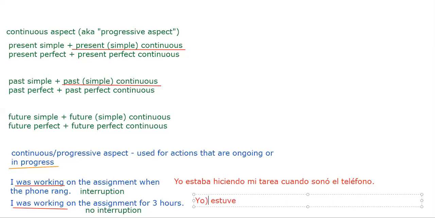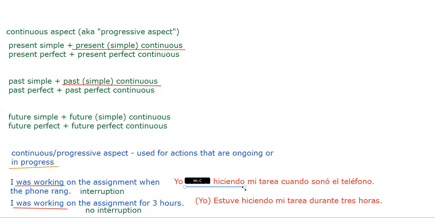Yeah, let me see if I can do this. Okay, there we go. So here, let me change that. Okay, so here we have estaba haciendo, which translates to was doing my homework or was working on my homework. But here, oh, what the heck? Where'd it go? Okay. And here we have estuve haciendo mi tarea.